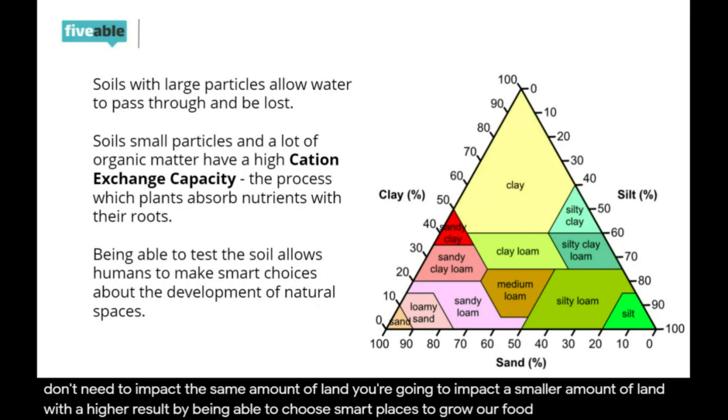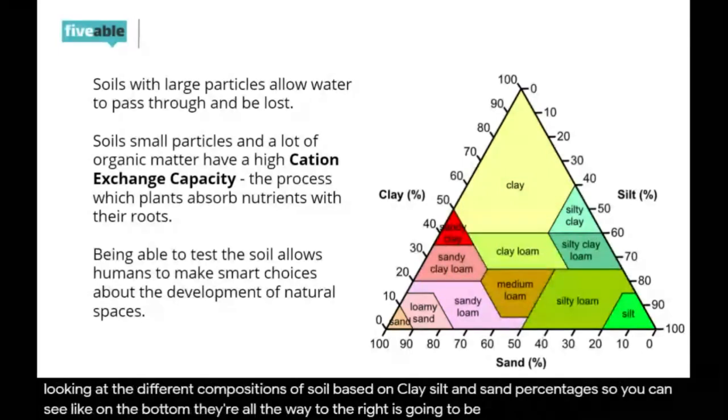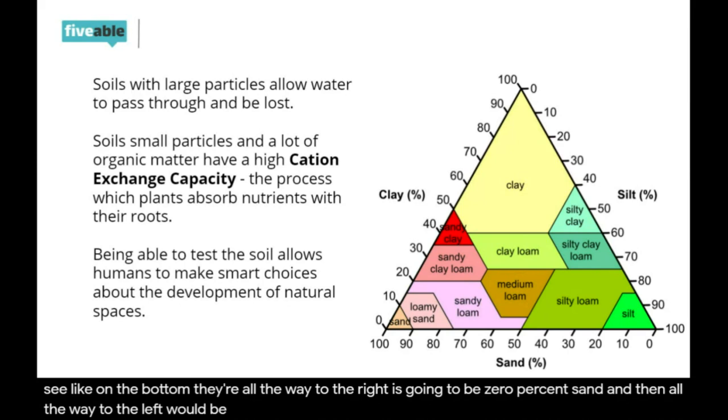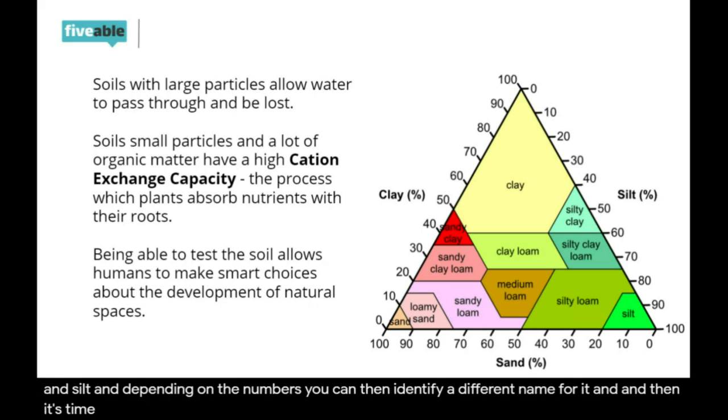to grow our food. And then this diagram here is looking at the different compositions of soil based on clay, silt, and sand percentages. So you can see on the bottom there, all the way to the right is going to be 0% sand, and then all the way to the left would be 100% sand. So soil is going to be composed of sand, clay, and silt. And depending on the numbers, you can then identify a different name for it and then look into its cation exchange capacity based on the size of the particles.